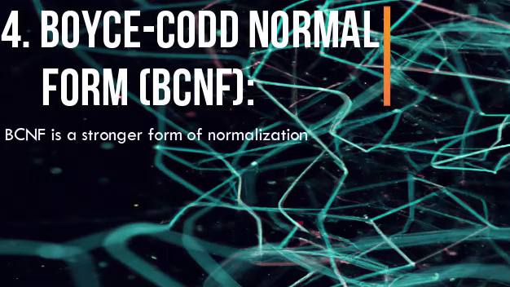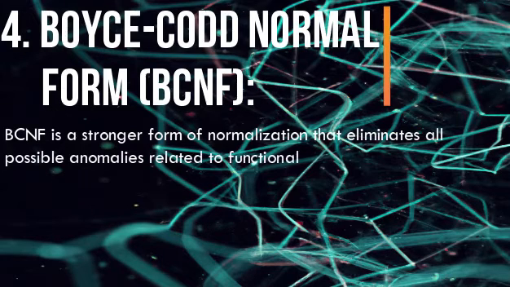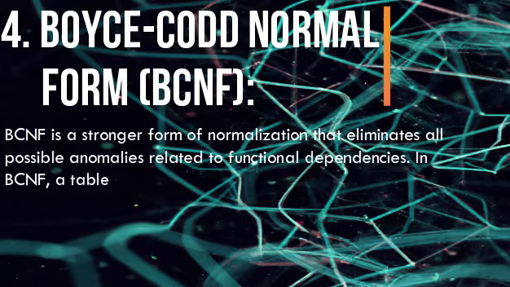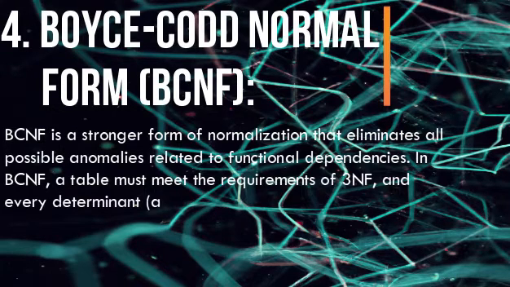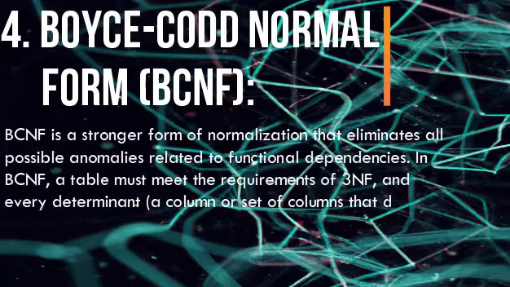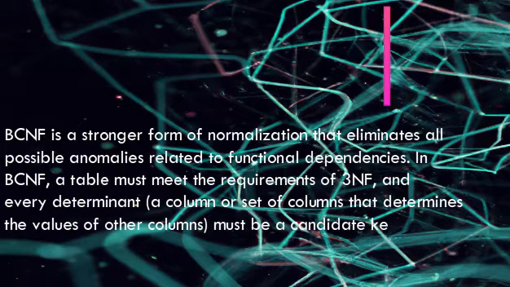4. Boyce-Codd normal form, BCNF. BCNF is a stronger form of normalization that eliminates all possible anomalies related to functional dependencies. In BCNF, a table must meet the requirements of 3NF, and every determinant, a column or set of columns that determines the values of other columns, must be a candidate key.